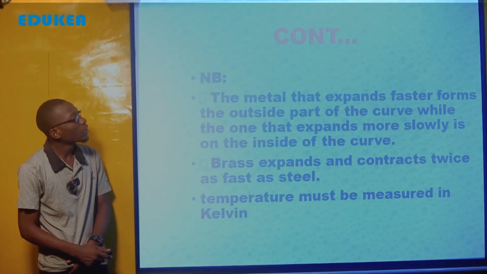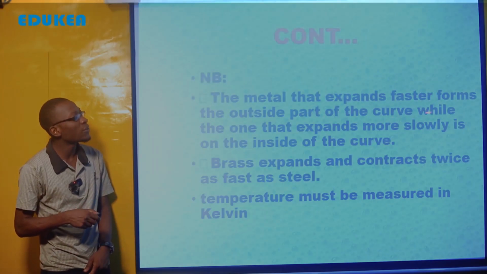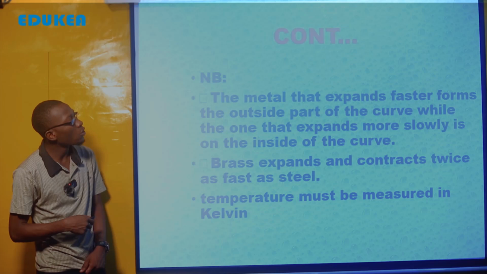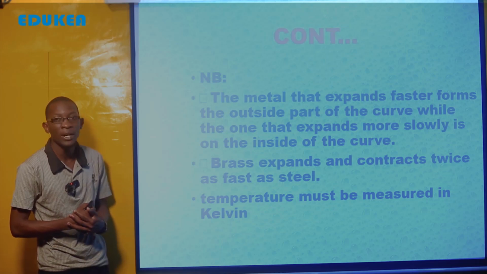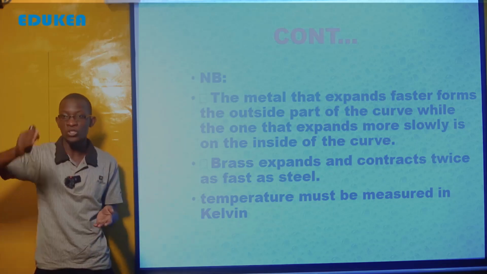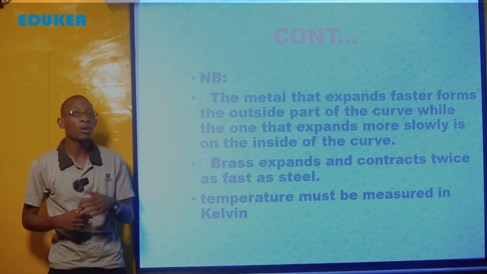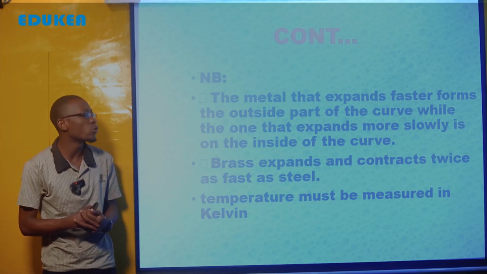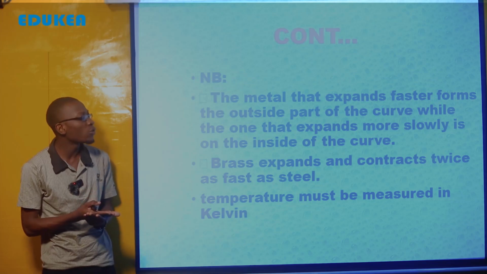And the metal that expands faster forms the outside part of the curve, while the one that expands more slowly is on the inside of the curve. So unaweza ukaona the metal that expands faster forms the outside part, kwamba ile metal ambayo inaform outside part like here, huku nje. Hiyo metal ndiyo tunasema the one that expands more slowly ni moja ambayo inakuwa more slowly on the inside curve.